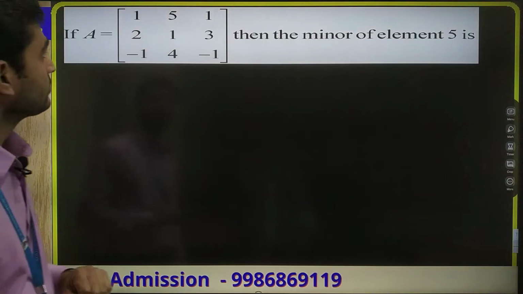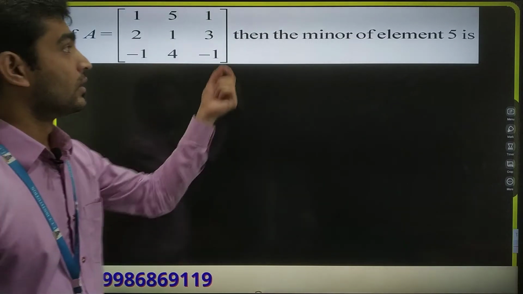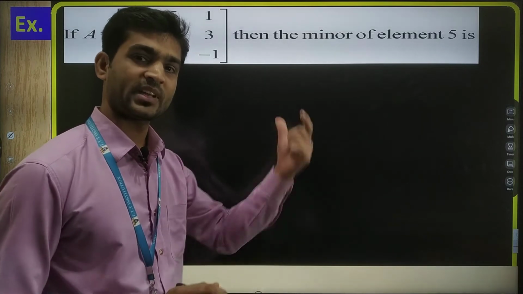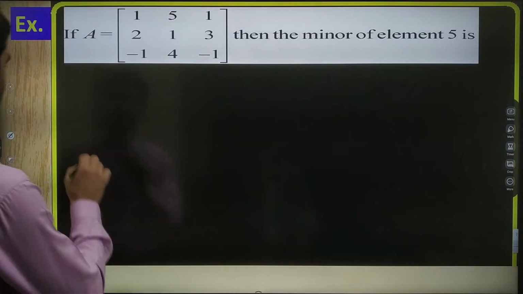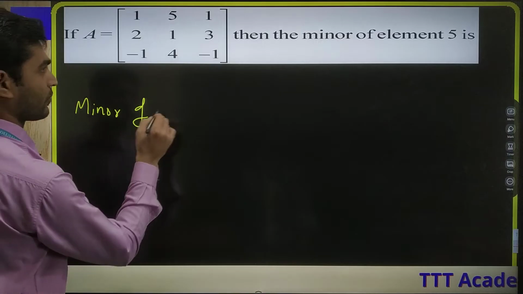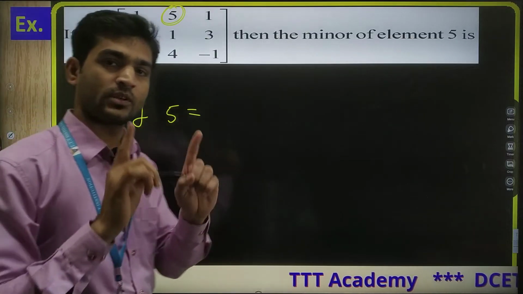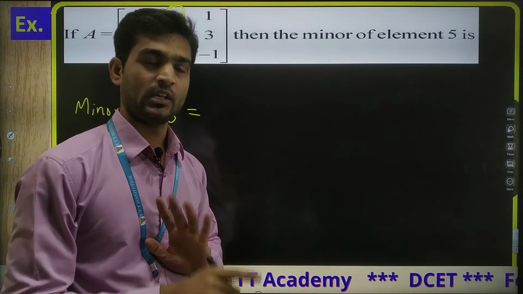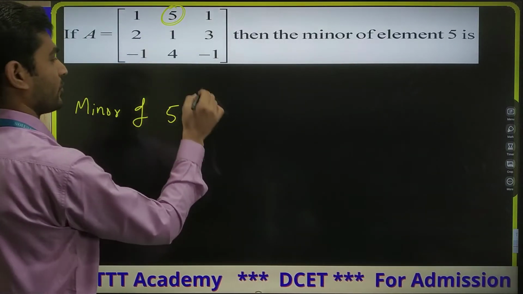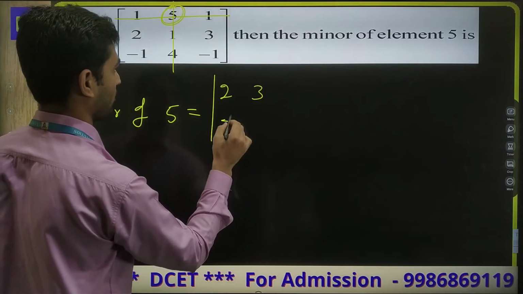The next question is, if A equal to, here again there is one 3x3 matrix, then the minor of element 5 is, see, when it is a cofactor, the proper sign must be multiplied. Here it is a minor. Dear students, without considering the sign, that is a minor. Minor of 5. Where is 5? Again, see, 5 is here. If you want to write the minor, don't consider the sign. If you want to write the cofactor, the sign must be considered. So for the minor of 5, without sign, if you cancel the first row and second column, that is 2, 3, -1, -1.